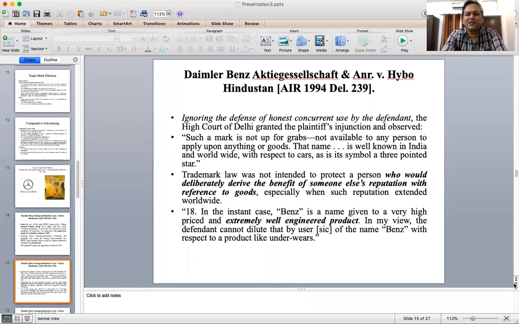So in the present case, Benz is a name given to a very high-priced and extremely well-engineered product. So in the court's considered view, the defendant cannot dilute that very mark by using the name Bench with respect to a product like underwear. So first, they very nearly copied or imitated that mark. The other thing was that they used the term Bench, which was not very common here in India and was peculiar to that company, which had been using it for a long time, and it was well recognized here in India.